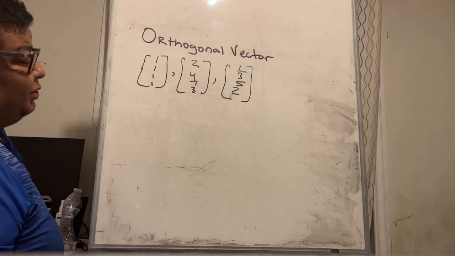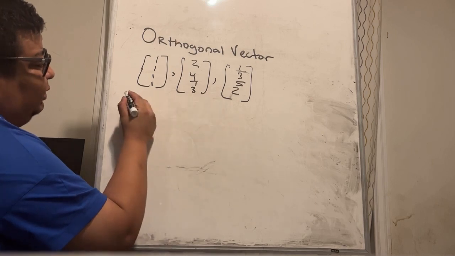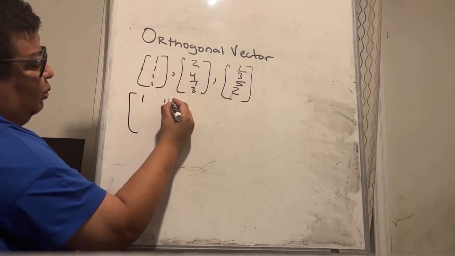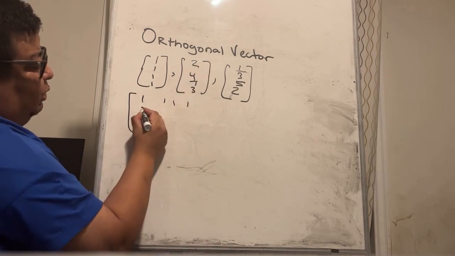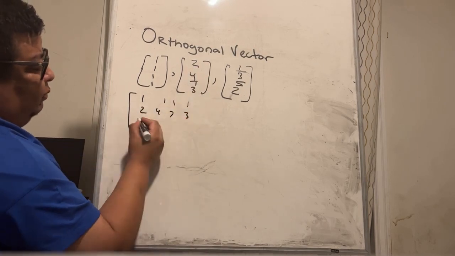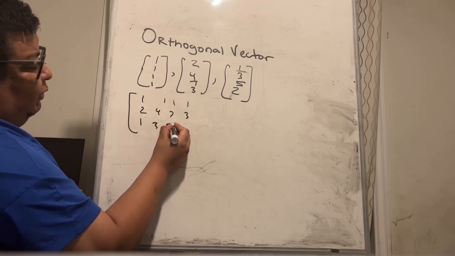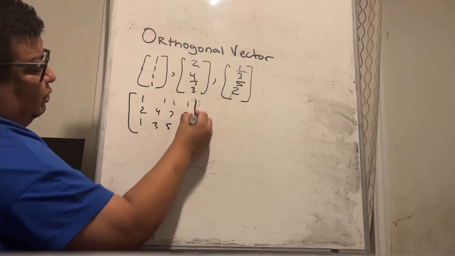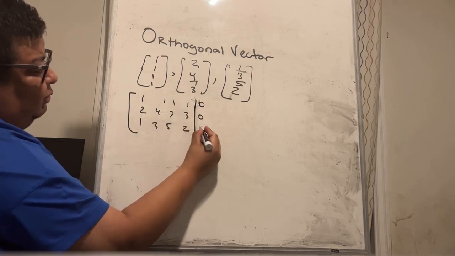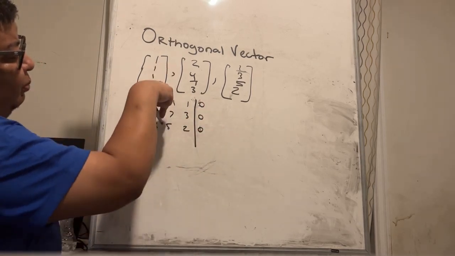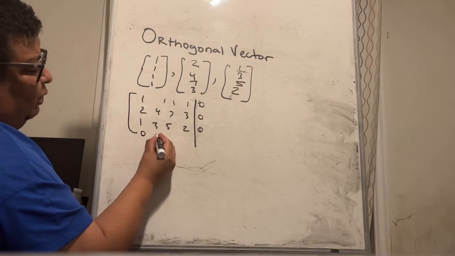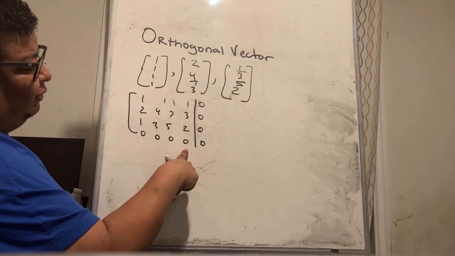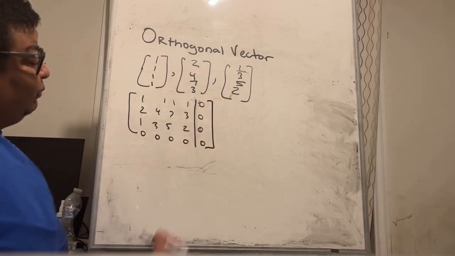Gauss-Jordan elimination, and we're going to set up like this. The 1 1 1 goes on top, 1 1 1, then the 2 4 7 3, then 1 3 5 2, and of course the augmented column is going to be equal to 0 0 0. Remember, we have 4 vectors. That means that we can put one more. So the fourth one is going to be a free variable, as you will see.